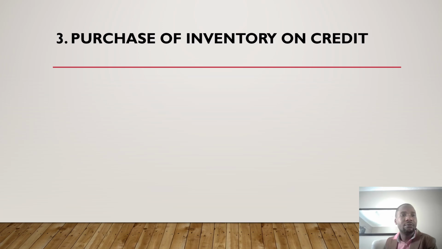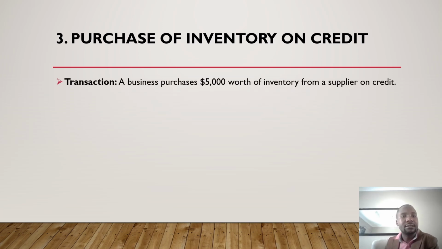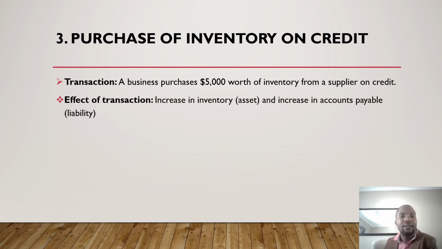Okay, we move on. Purchase of inventory on credit. So a business purchases 5,000 worth of inventory from a supplier on credit. So this transaction affects two accounts. The inventory account, which is an asset. Since we're purchasing, there will be an increase in inventory. On the other hand, we're also increasing accounts payable to our supplier, which is a liability account.